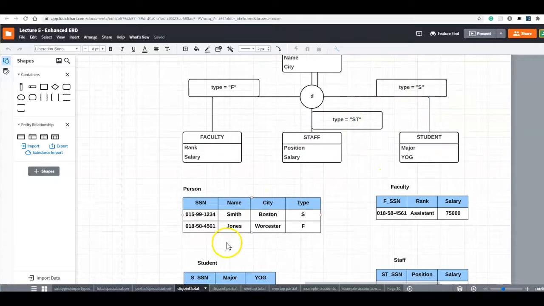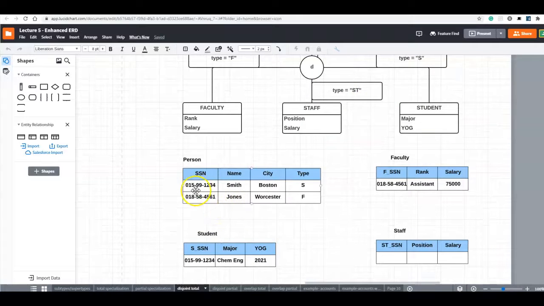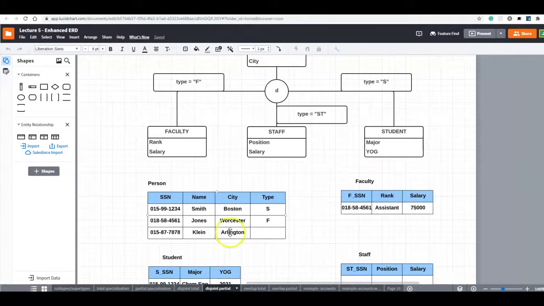So look down here, some data we have, and this is the way this would be represented data-wise. Here we have Smith and Jones. Smith happens to be a student, there's an S here. Jones is a faculty member. They can't be more than one of these, and there's no staff at this point. If we had partial, we might in fact have somebody, say Klein, who has absolutely nothing here, totally blank, because he's just a person.